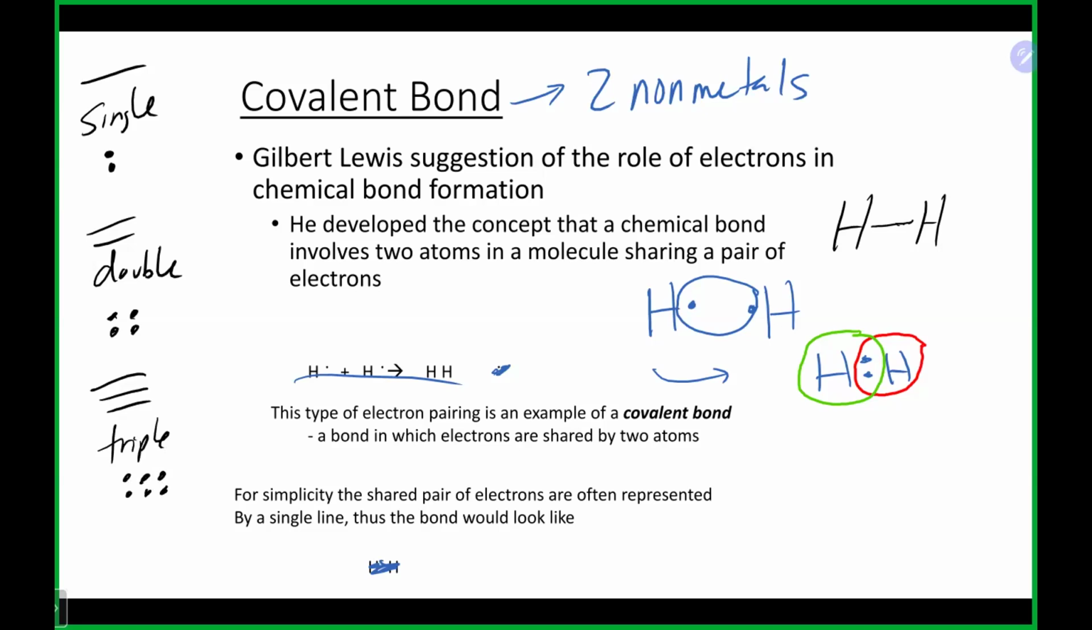Now, through sharing, the exact same thing is happening as in the ionic compound. When I look at the hydrogen on the left in my sharing situation, it's got itself two electrons.